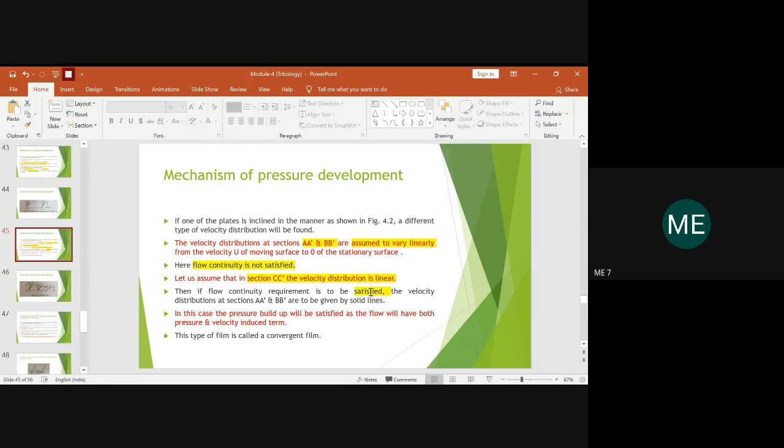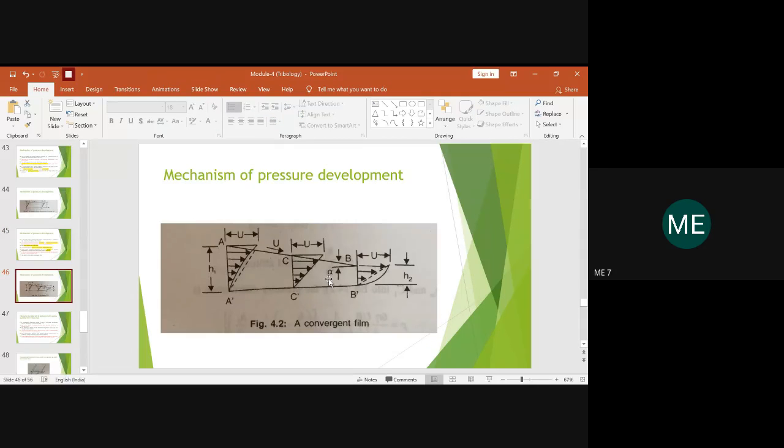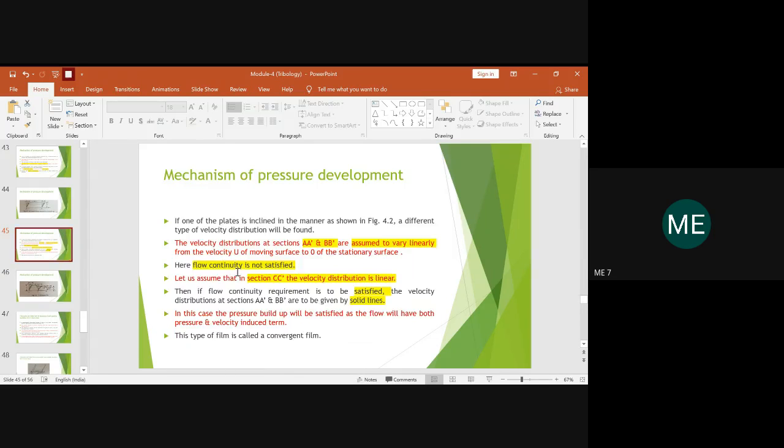So these things you have to understand. If it is satisfied, obviously it will be in solid lines and not in dotted lines. And once this is satisfied, obviously the pressure built across the film will be enough to bear the load and to slide properly with a reduced amount of friction. But if the pressure is not built up properly, that means the flow of oil is not continuous and not satisfied due to the inclination of the moving surface. So that is ultimately the thing which comes into the picture.